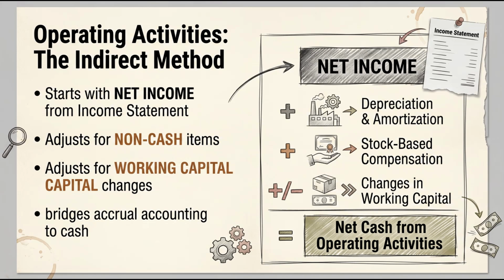When you open a financial report, you will notice that over 99% of United States public companies use what is called the indirect method for their operating section. This approach starts with the net income figure from the income statement and then adjusts it for non-cash items and changes in working capital to arrive at the actual cash generated. The formula is simple. Take net income, add back depreciation and amortization, add back stock-based compensation, and then add or subtract changes in working capital.